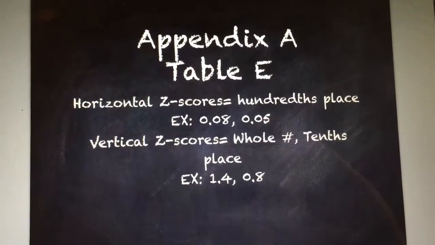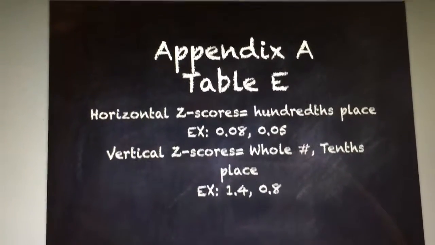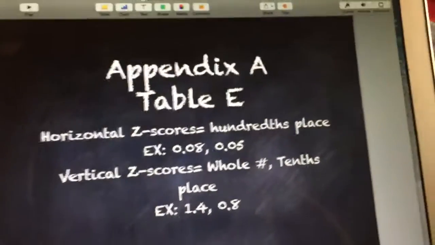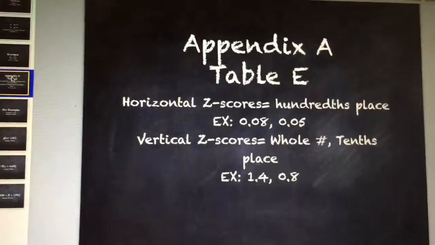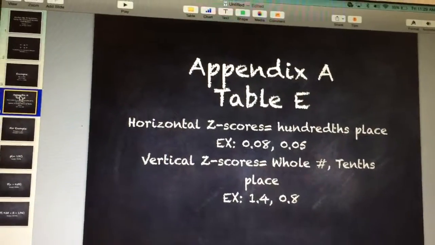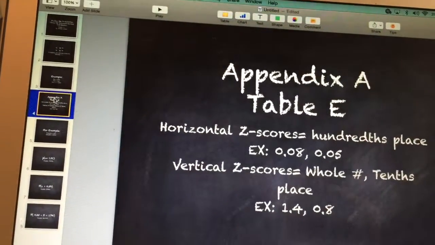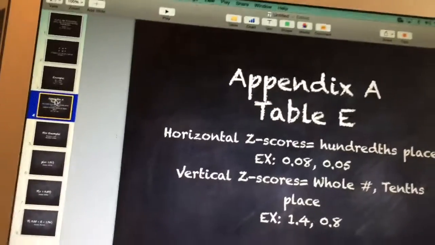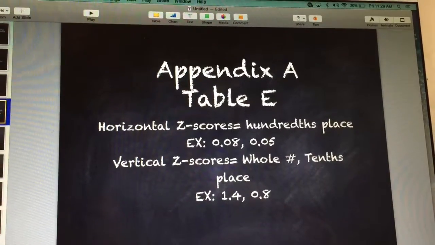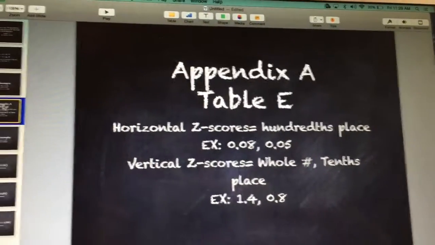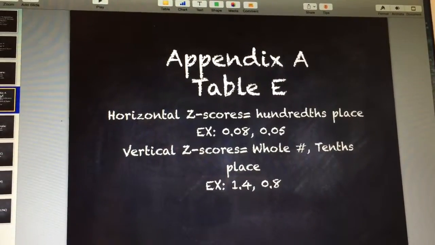When finding the areas for each z-score, we need to look in the back of the book to Appendix A, Table E. Table E is the standard normal distribution table. When finding this, we need to notice that when you're going down the table, it's a whole number plus the 10th place. And when you're going across the top, you're only finding the 100th place. So then you put them together and you'll get like a 1.48, is basically what I'm trying to say.